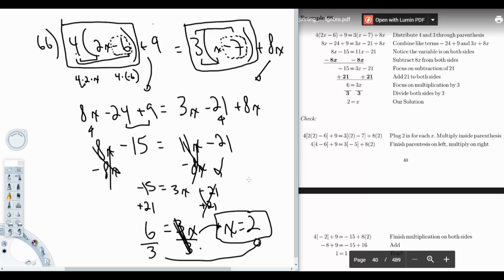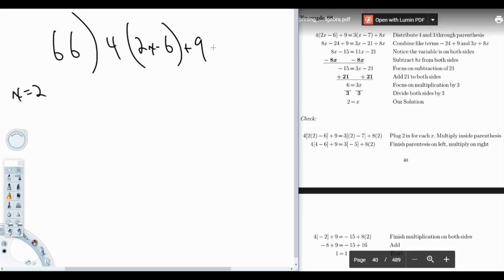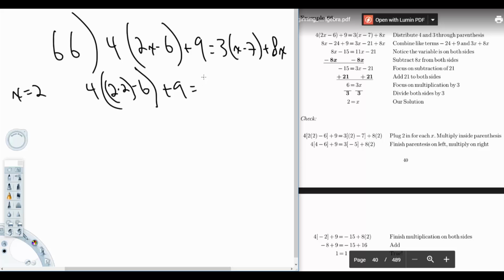Let's redo it. Let's redo 66. All right? So 66, x equals 2. I'm going to write it right here. 4 times (2x minus 6) plus 9 equals 3 times (x minus 7) plus 8x. We know what x is. We solved for it. It's 2. Let's put it here. 4 times (2 times 2 minus 6). Let's put this in brackets to remind us we have to do the multiplication first in these brackets. Plus 9 equals 3 times (2 minus 7) plus 8x.